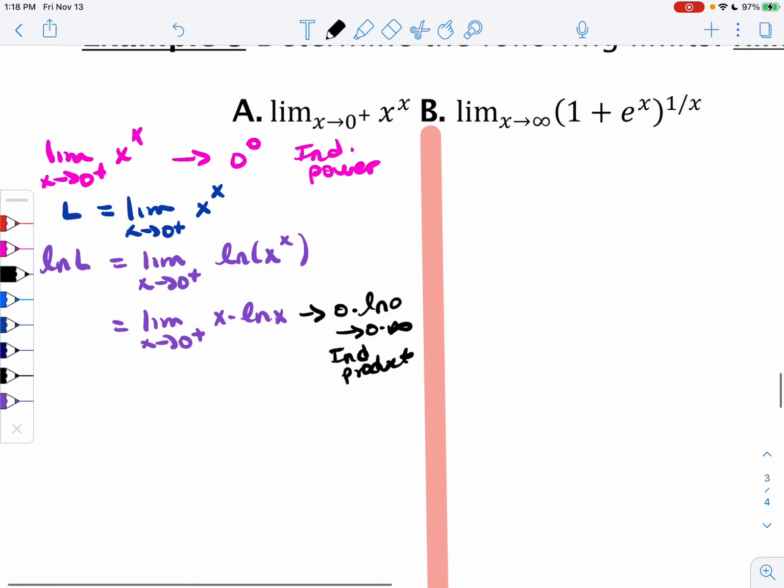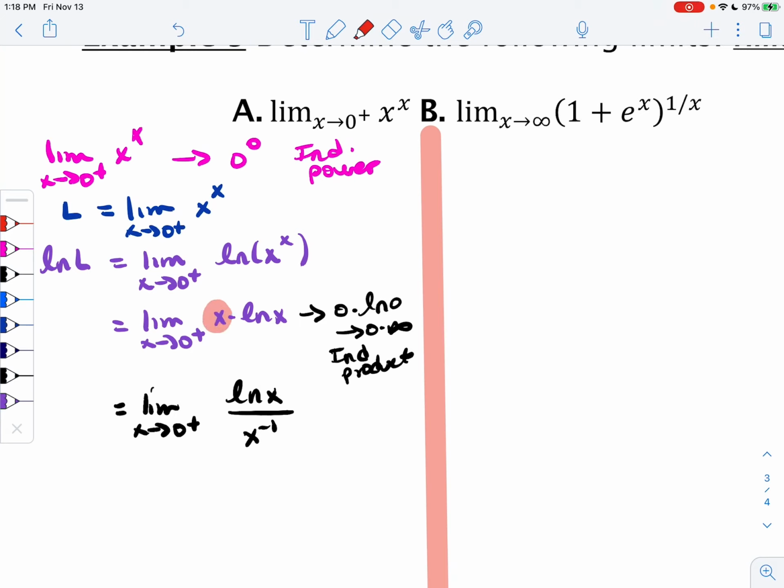And usually when I see an ln, I keep the ln inside, or on the top. And this limit as x goes to 0 from the right of this function is going to be equal to ln of x over x to the minus 1. So I just took this factor and put it downstairs. And so it becomes a negative exponent. Now I have something that's going to infinity over infinity, and L'Hopital's rule applies. It will always apply with that indeterminate product of 0 times infinity.